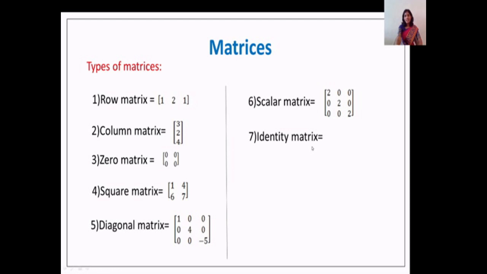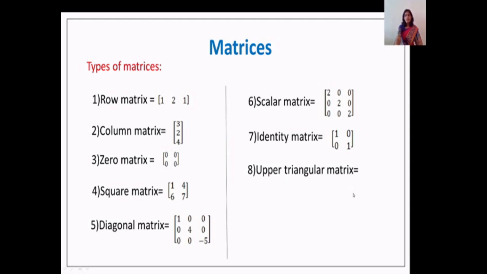Then identity matrix. What is an identity matrix? It is a scalar matrix, but its diagonal elements are 1. Here the diagonal elements are 1, so it is called an identity matrix. This identity matrix is of order 2 by 2 because there are 2 rows and 2 columns. And a 3 by 3 order identity matrix is 1 0 0, 0 1 0 and 0 0 1. You know that.